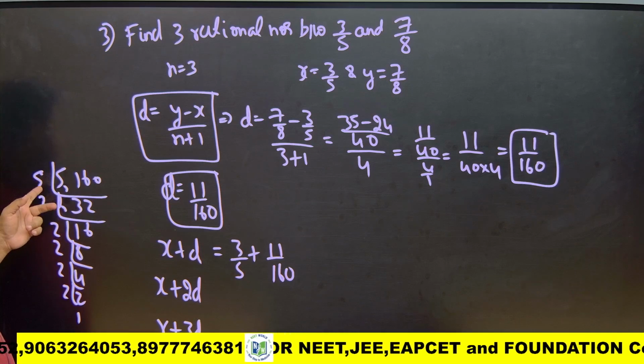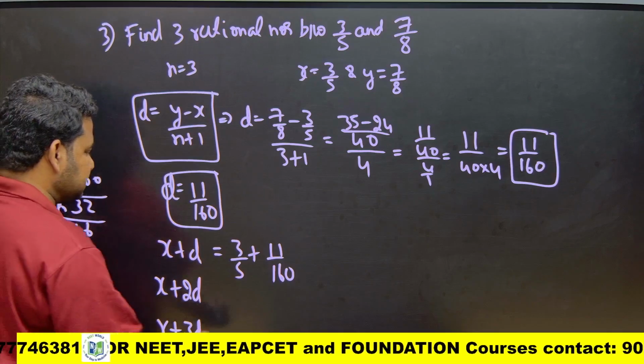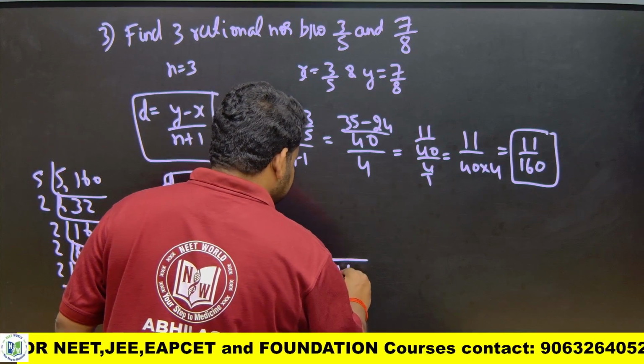Okay, 32 into 5 can be written as what? 30 into 5 is 150, 2 into 5 is 10. So, the LCM is what? The LCM is 160 itself.